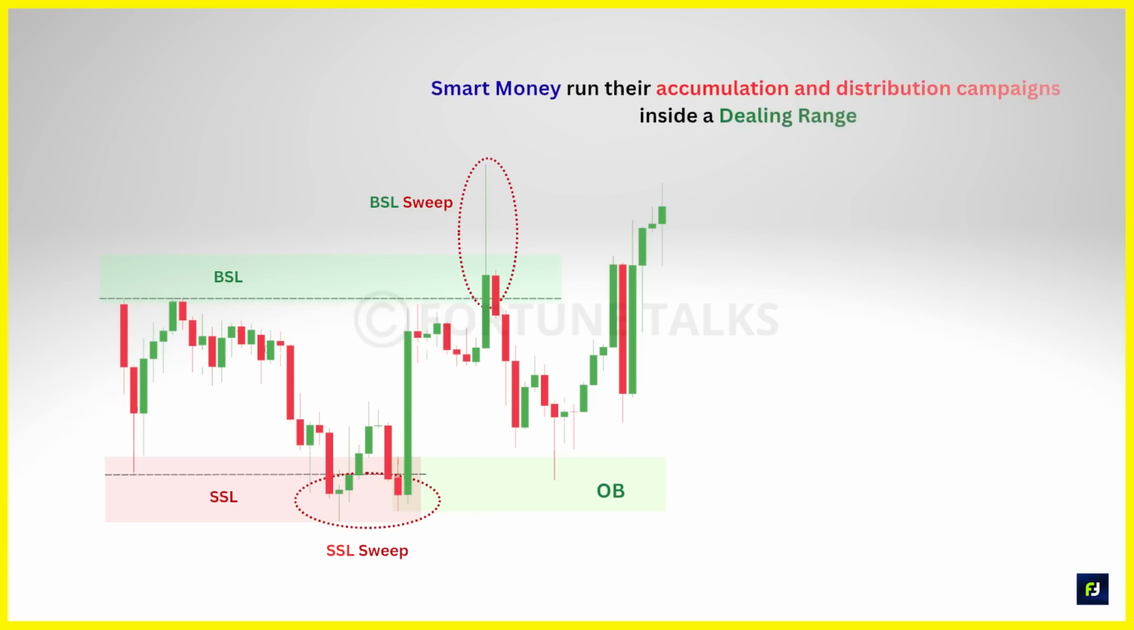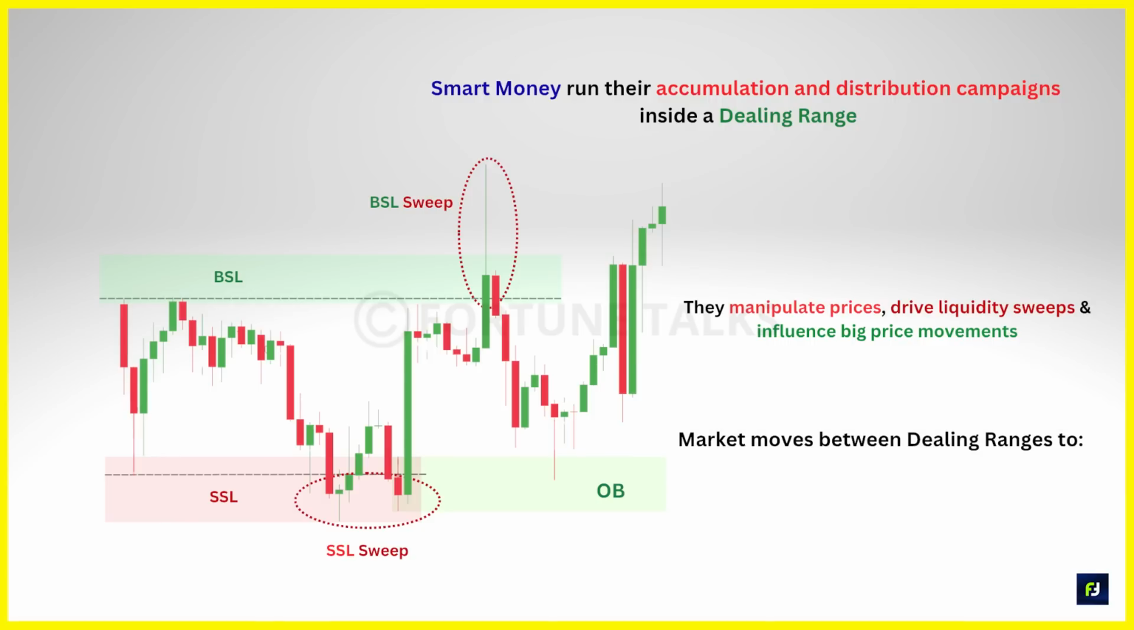Within the dealing range, the smart money institutions are focused on accumulation and distribution campaigns. These institutions have deep pockets and detailed data to track where the majority of liquidity sits within the swing highs and swing lows. Institutions and smart money use such ranges to manipulate retail traders. They manipulate price action, drive liquidity hunts, and influence major price movements. In fact, the market primarily moves between the dealing ranges to balance fair value gaps or to hunt liquidity by breaking highs and lows within these ranges.